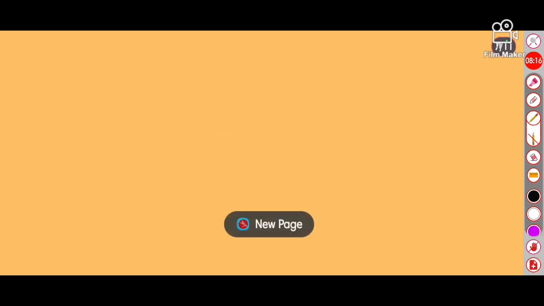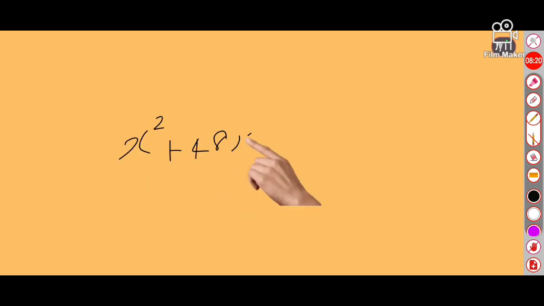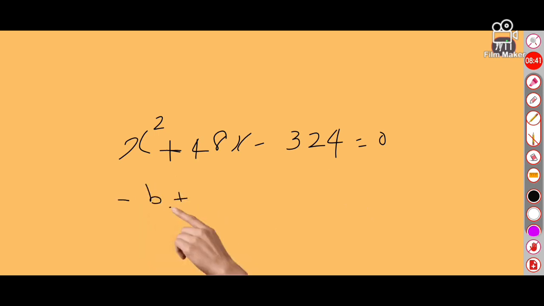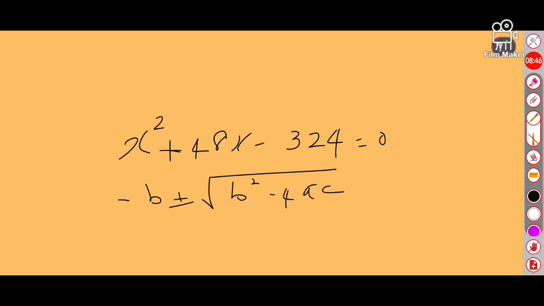So on the whole, simplifying, you get x square plus 48x minus 18 square, which is 324, equal to 0. So this again, you need to find the value of x, right? We assume x to be the speed of the stream, so we need to find the value of x. When you simplify this by the quadratic formula, that is minus b plus or minus square root of b square minus 4ac, by 2a, right? The a value is 1, so 2a is 2.